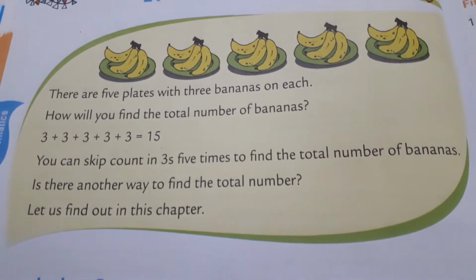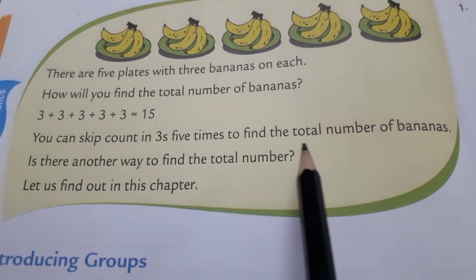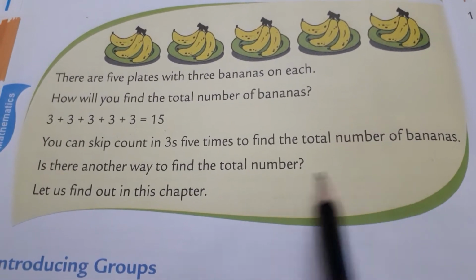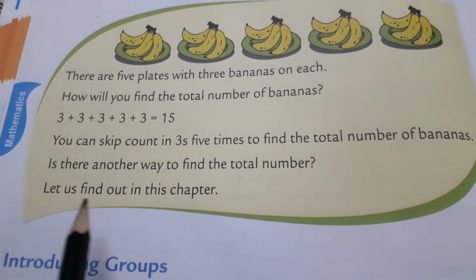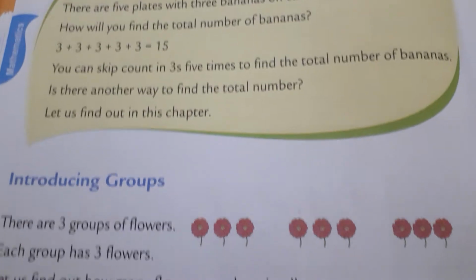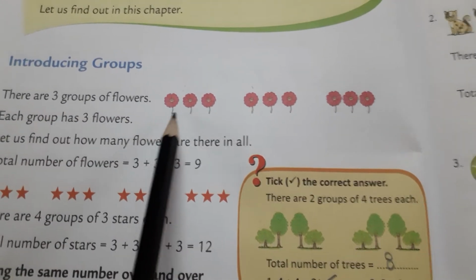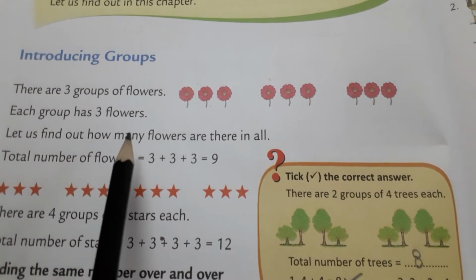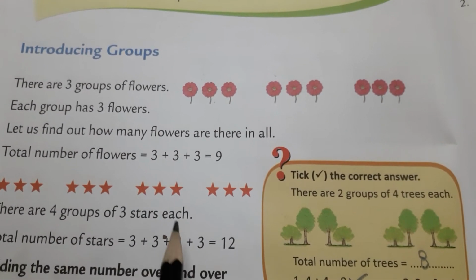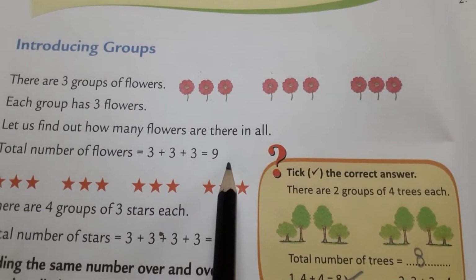You can skip count in threes 5 times to find the total number of bananas. Is there another way to find the total number? Let us find out in this chapter. Introducing groups. There are 3 groups of flowers, 1, 2 and 3, and in each group there are 3 flowers. So how do we count all the flowers? 3 plus 3 plus 3, that is 9.